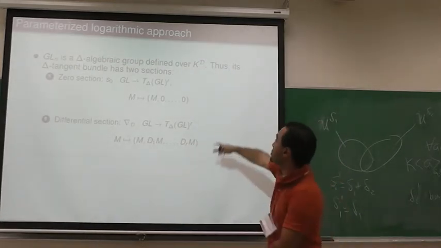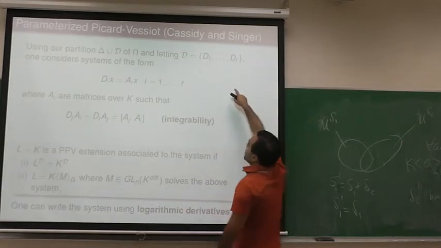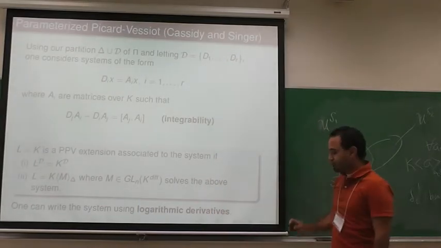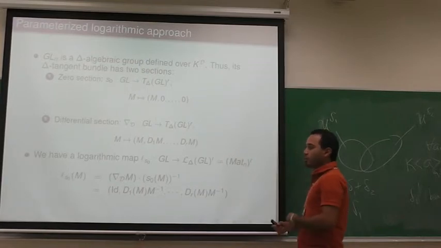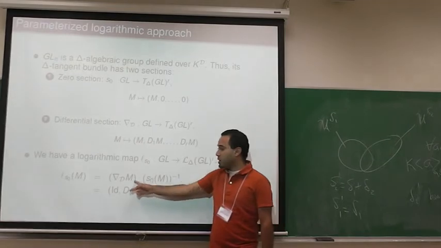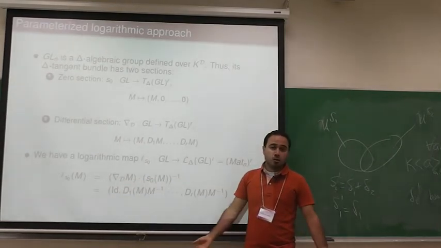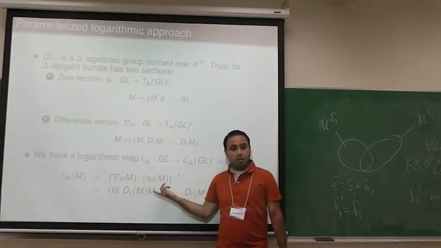What is R? Oh, remember that in the previous slide, sorry, my set of derivations is the number of derivations. The nice thing about this is that you can combine these two sections. You can consider the product: I take the first section and multiply it by the inverse of the second section. All of this is living in the tangent bundle. And the nice thing is that this product lives in the Lie algebra.